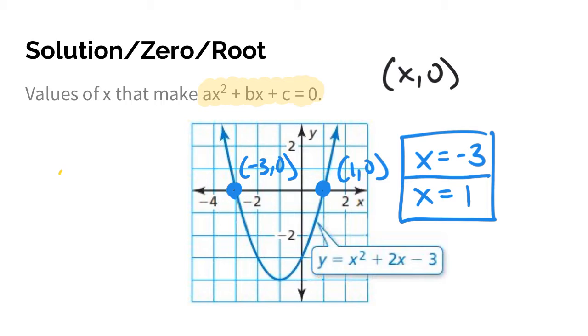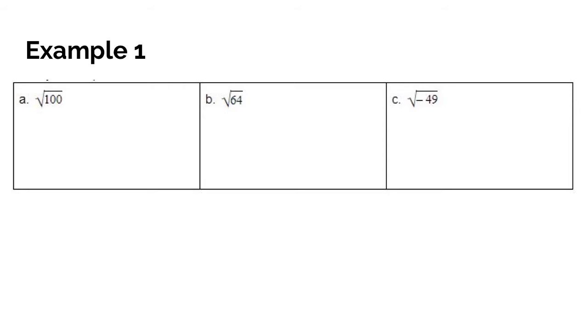Because when we graph a quadratic, it is possible for us to get two solutions. It is possible for us to get one solution. It is also possible for us to get no solution. All right, so let's talk first about the idea of square rooting something. So today we're going to solve quadratics through the use of square rooting.